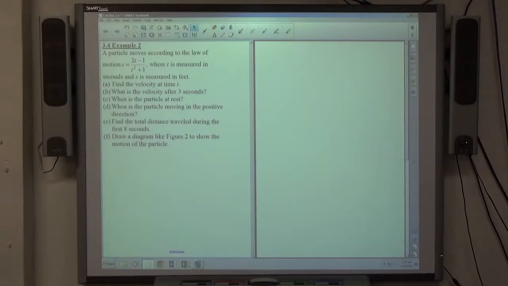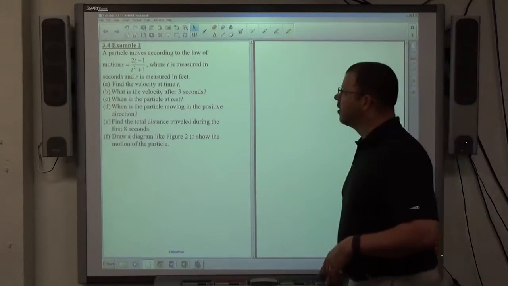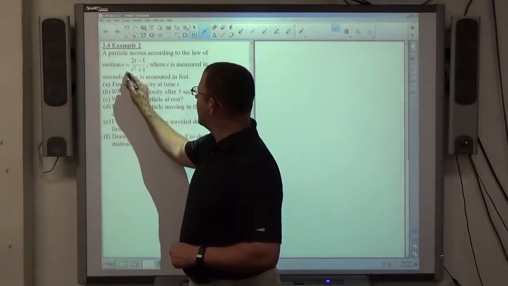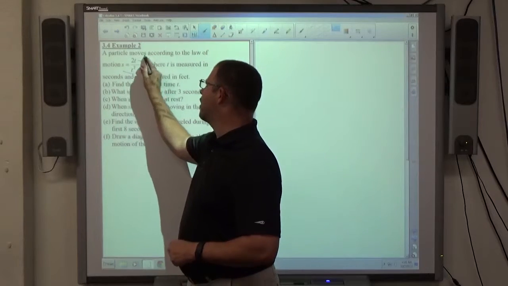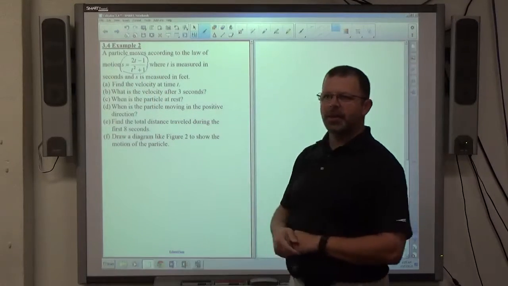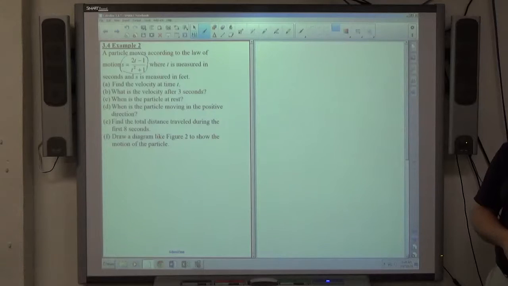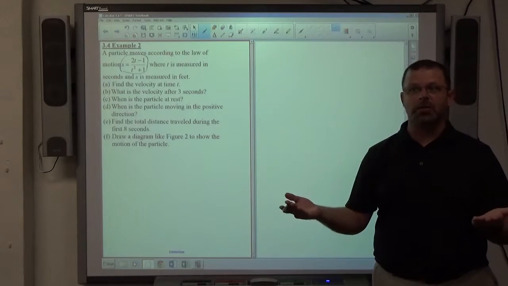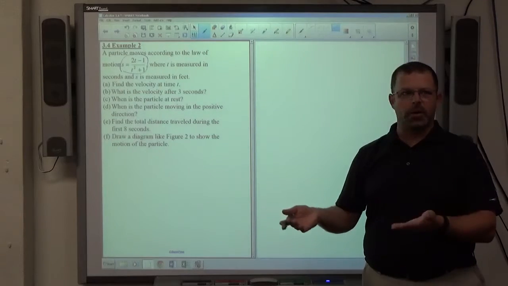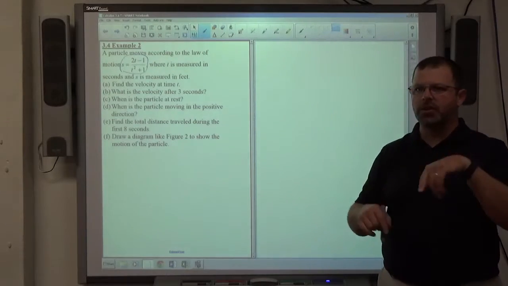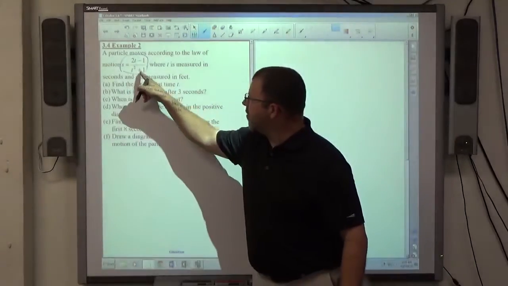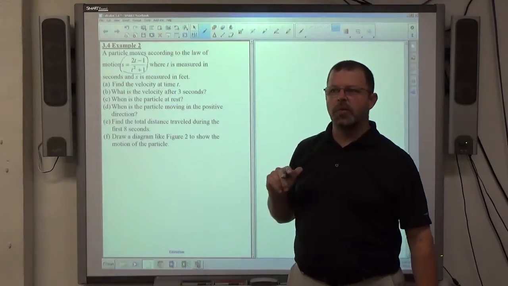Example 2, a particle moves according to the law of motion s equals 2t minus 1 over t squared plus 1, where t is measured in seconds, s is measured in feet. So once again, we have this law of motion idea. This time they gave us a quotient structure that cannot be simplified. Notice that t squared plus 1 will never equal 0, because t squared at smallest is 0, and then it gets positive, right? Add 1, now 1 or bigger, so it's never going to cross the x-axis. So this is never 0, so we never have division by 0, we don't have to worry about that.